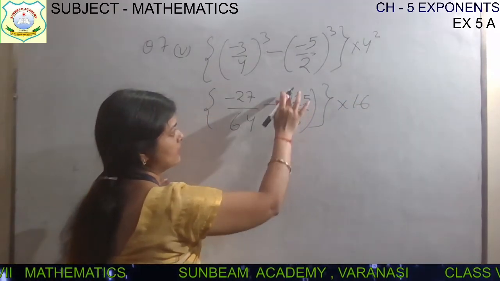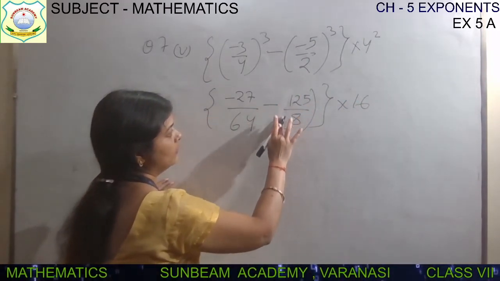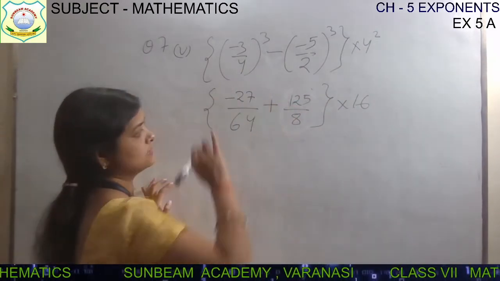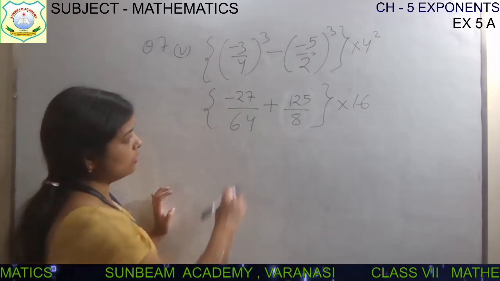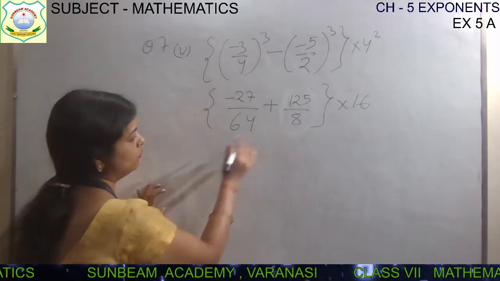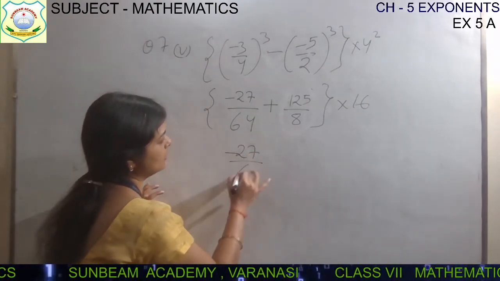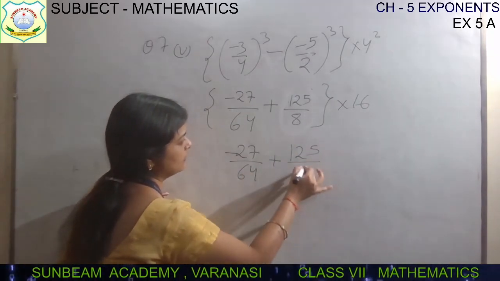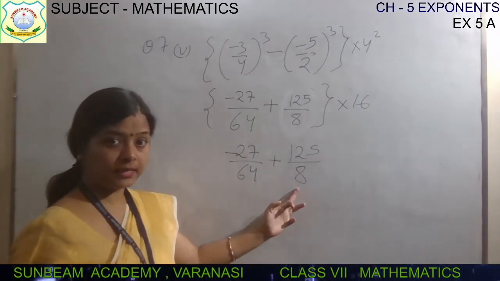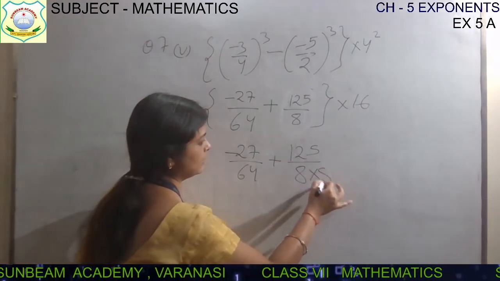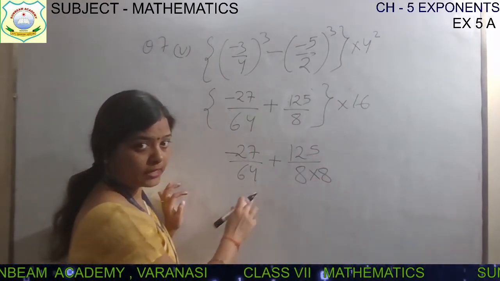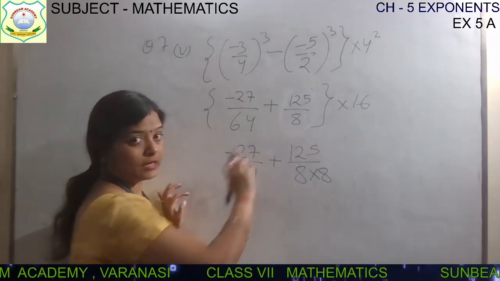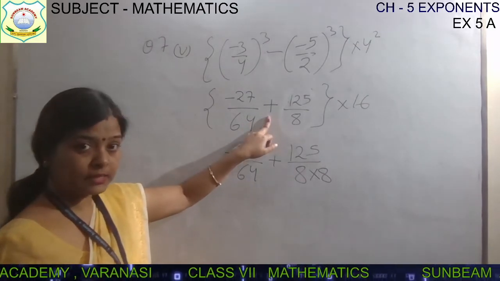When this minus sign comes out, son, then when the bracket will be open, minus and minus will become plus. Okay, and now you will solve this first because there is plus sign. 125 by 8, how can we make it 64? Multiply it with 8, 8 8s are 64, that is the LCM. Now the denominator will be same. Right now the denominators are not same, so we cannot add them.